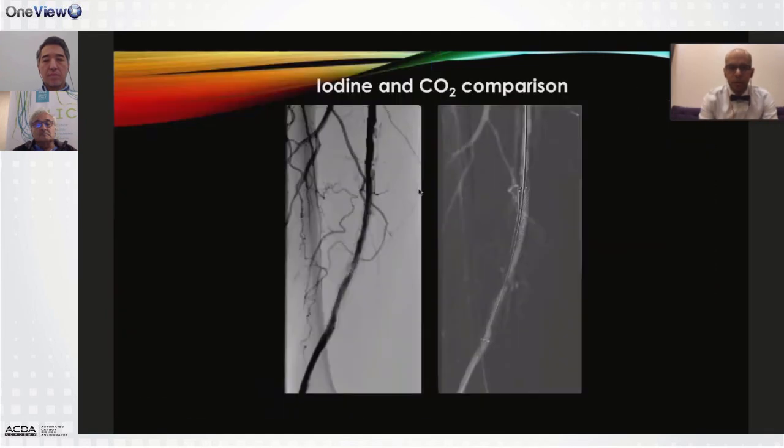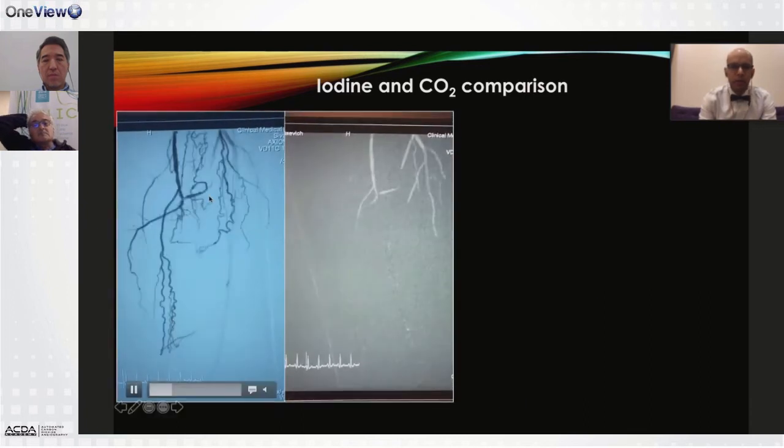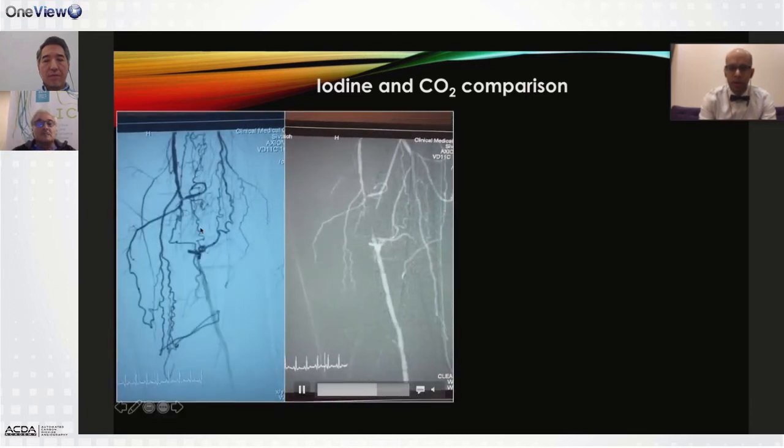Examples, maybe just one, just showing a CO2 versus contrast. Looks pretty much exactly the same. Very nice images with post-processing. Here is how the CO2 versus contrast looks like in an image.